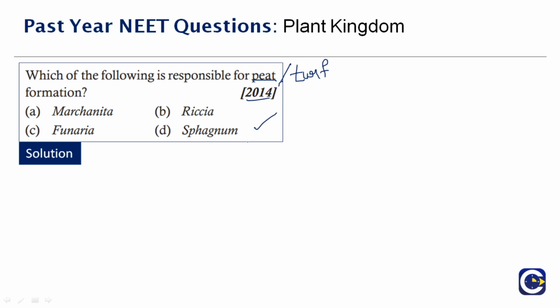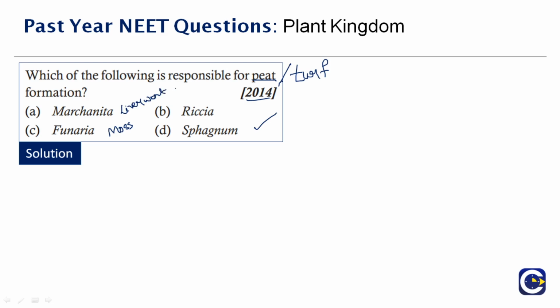This is a peat moss which is commonly used to store water because it has the capacity to retain water. It will not allow the water to get evaporated also. Now Funaria, if you see, is a moss. Marchantia, you know, is a liverwort.